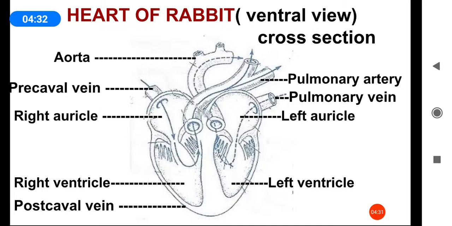So, the right auricle receives deoxygenated blood through the two precaval and one postcaval veins from all parts of the body. The left auricle receives oxygenated blood from the pulmonary veins from the lungs. From the right ventricle arises pulmonary artery, which carries the deoxygenated blood to the lungs. And from the left ventricle arises the systemic arch, that is aorta, which supplies oxygenated blood to all parts of the body.